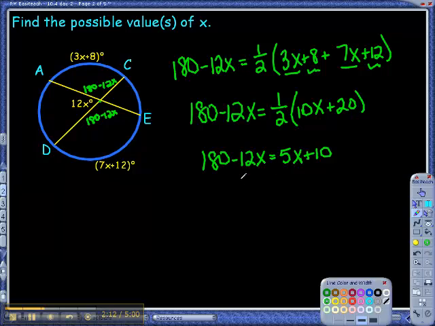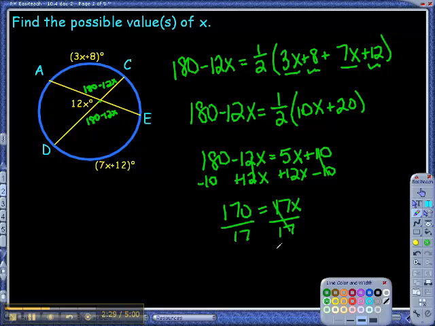And as we solve this equation, we could go ahead and add 12x to both sides. And we could also subtract our 10. So we'd end up with 170 is equal to 17x, and when you divide by that 17, x is 10. All they asked for again was the value of x, so there we go. x has to be 10. We could have substituted that in to find any of the arcs, to find any of these angle measures, but all they'd asked us for was x.